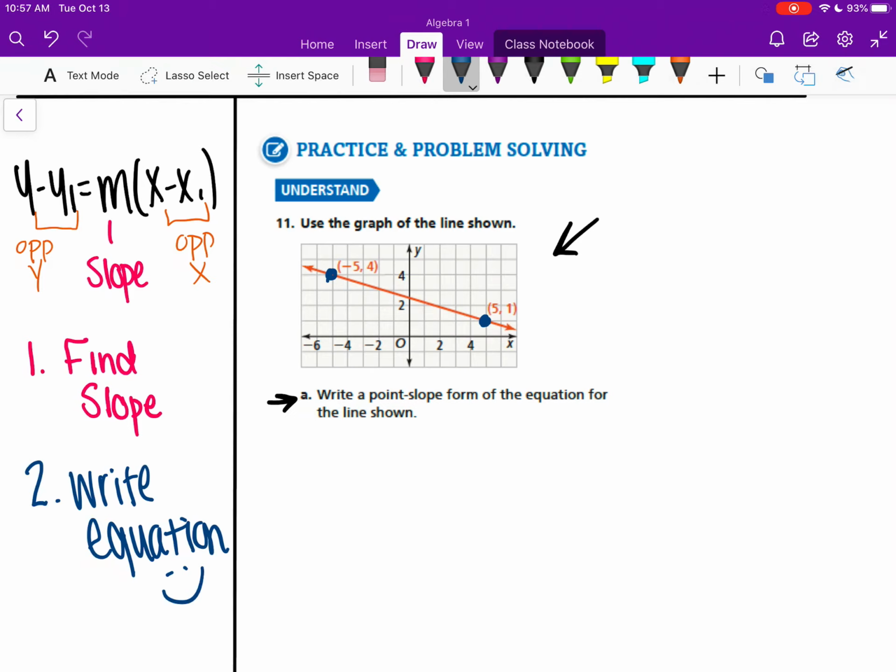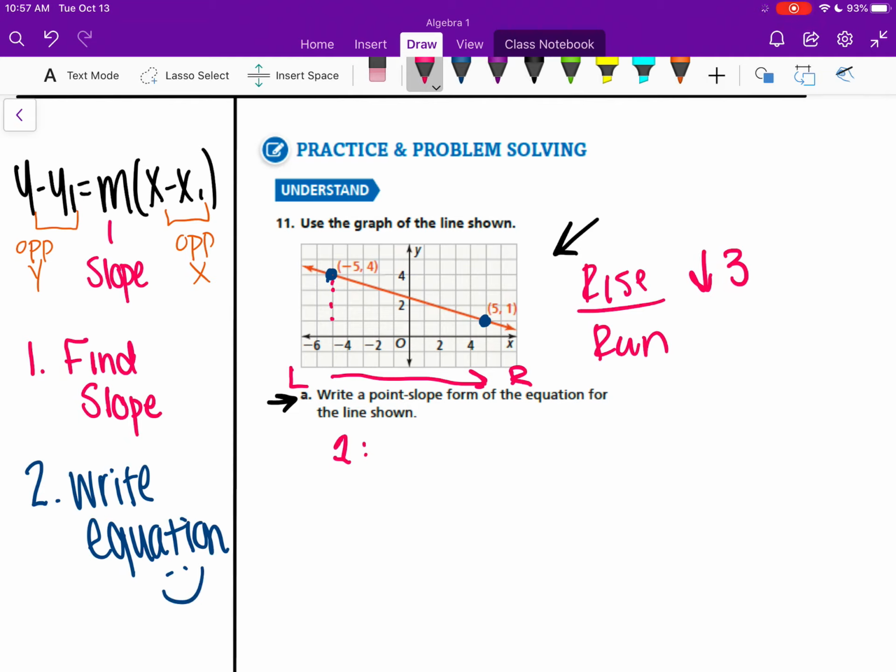So let's do step number 1. If we're dealing with point slope form, we need to know slope. Slope is always going to be from the left to the right. So let's find the slope from this left point, knowing it's rise over run. Let's start here. Let's do the rise. Well, we have to go down. We go down 1, 2, 3. We have to go down 3.